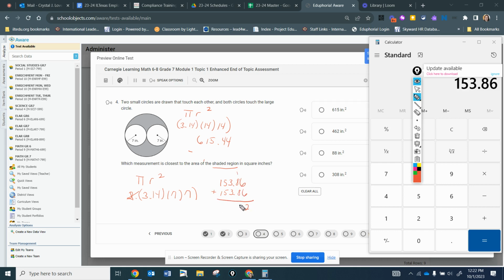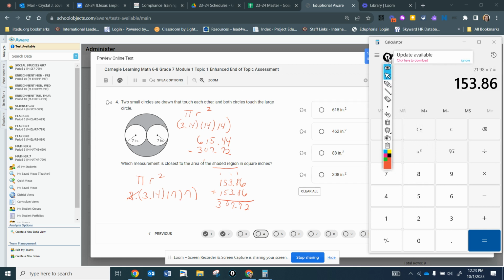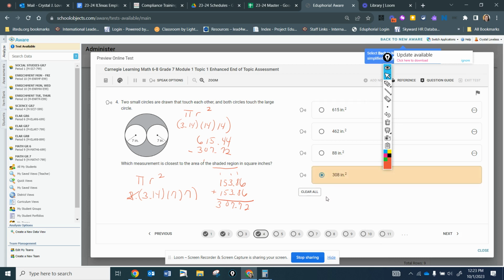307.72. Now that's what I'm subtracting because I'm subtracting my smaller circles. 615.44 minus 307.72. Okay, we'll use the calculator. 308.24. So my answer is D, 308 inches squared.